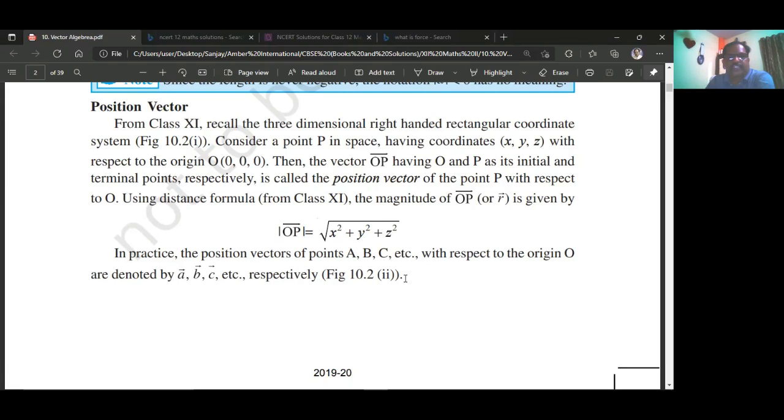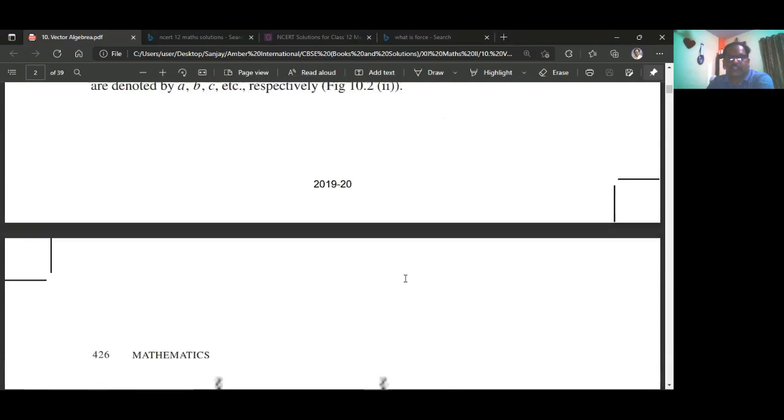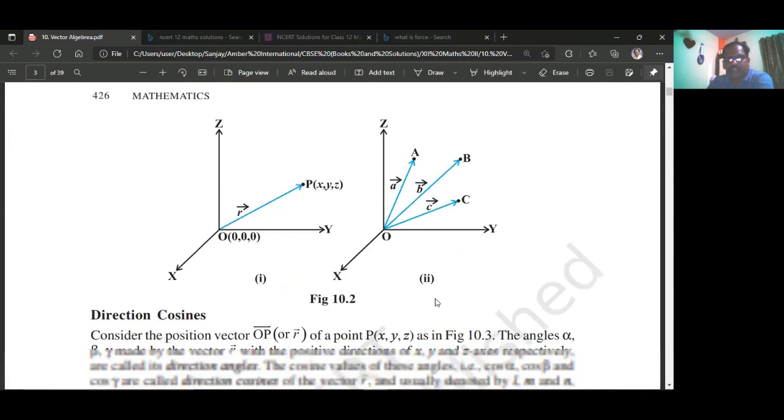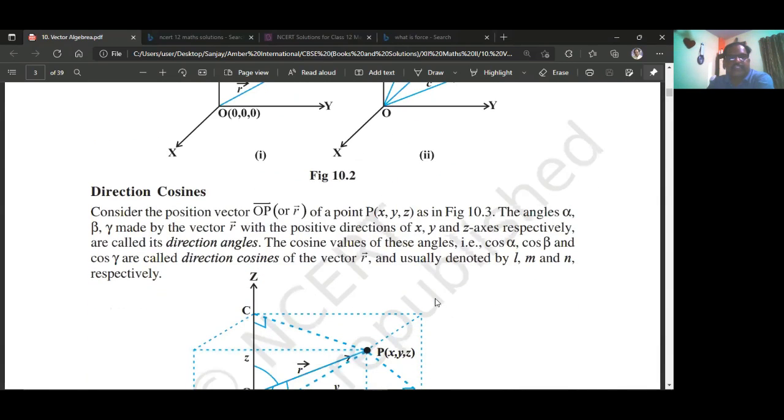In practice, the position vectors of the points A, B, C with reference to the origin are denoted simply by the vectors A bar, B bar, C bar and so on, as shown in the diagram here. These are the points A, B, C, so their position vectors will be simply denoted by A bar, B bar and C bar only. Now let's move ahead with the next important concept, known as the direction cosines.